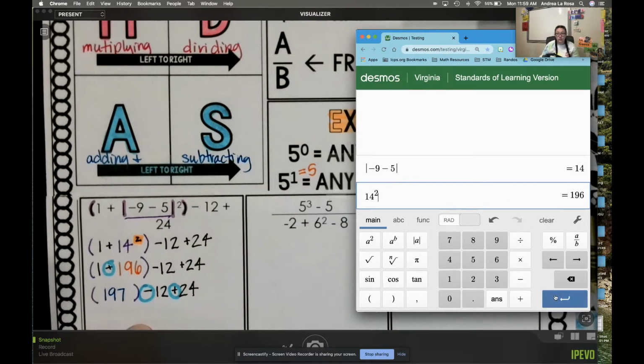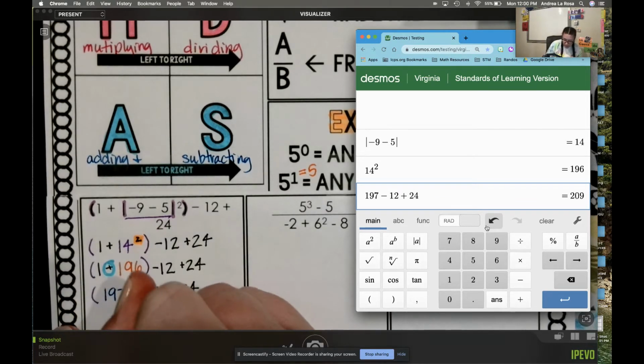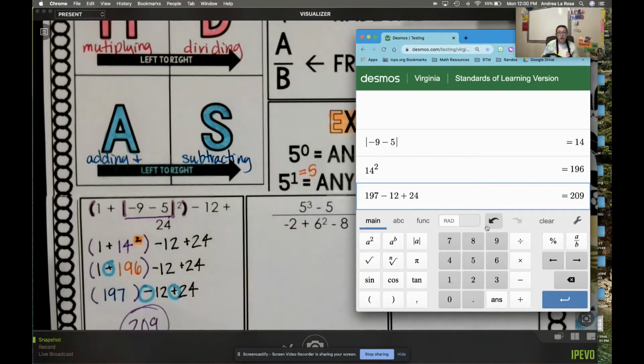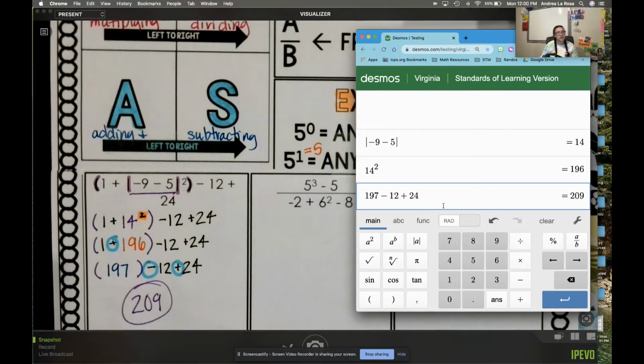We can type this in our calculator, or we can do it by ourselves. 197 minus 12 plus 24, we get 209. Go ahead and try typing this whole thing in your calculator and see if you get the same answer.